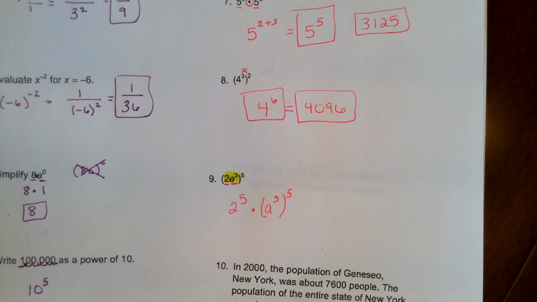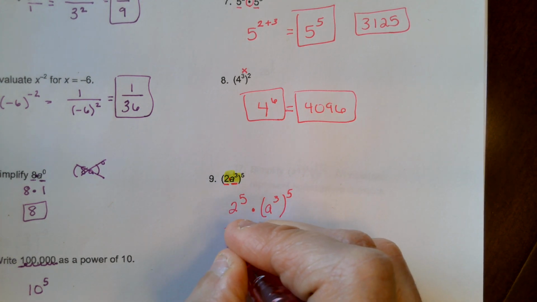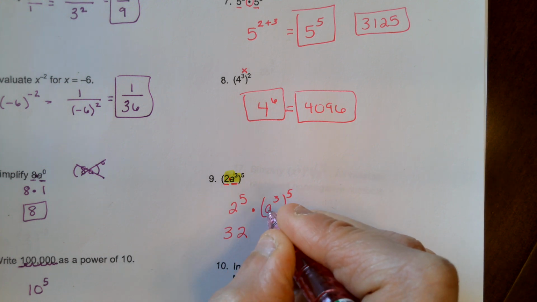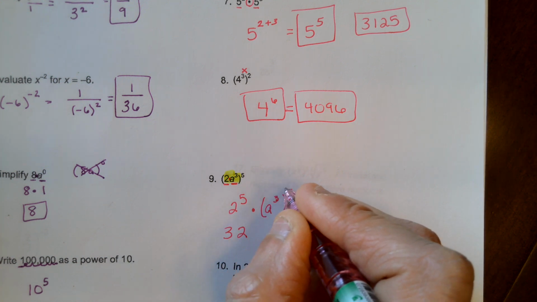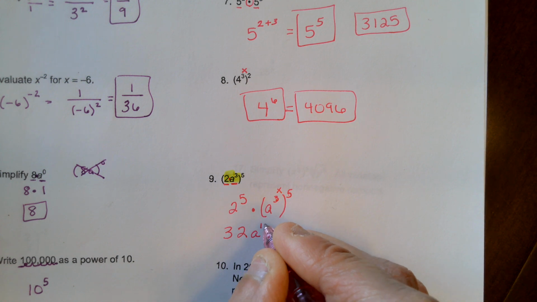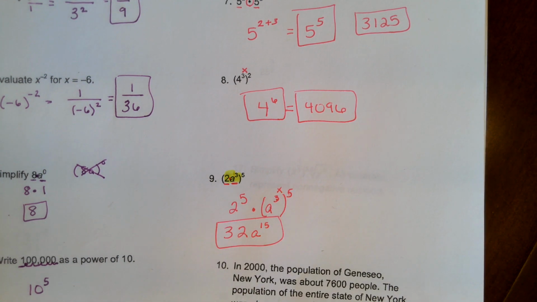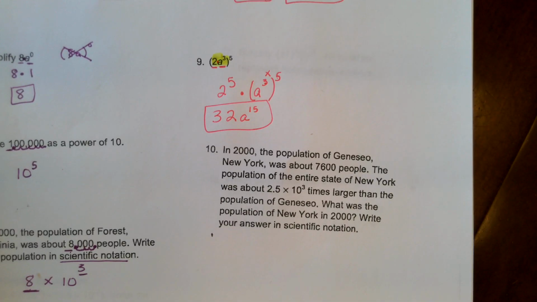So 2 to the 5th is 2 times 2, which is 4, times 2, which is 8, times 2, which is 16, times 2, which is 32. And this is a power to a power, so I am multiplying. So it's a to the 50. All right, the next one.